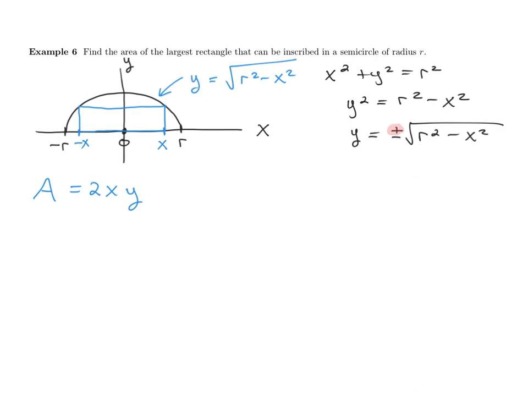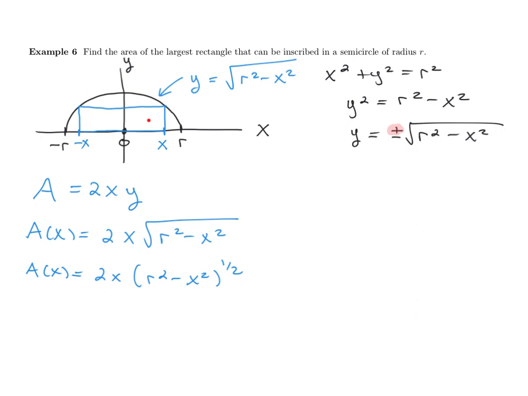Okay, so if we want to write this function as just something in terms of x, I can take this, put it in place of y, and we have the following. A, the area, is now a function of x. It's 2 times x times the square root of r squared minus x squared. And perhaps I'll write it so we have a 1/2 exponent, so r squared minus x squared to the 1/2.